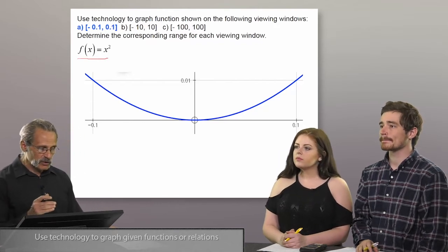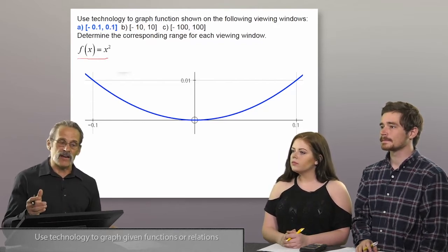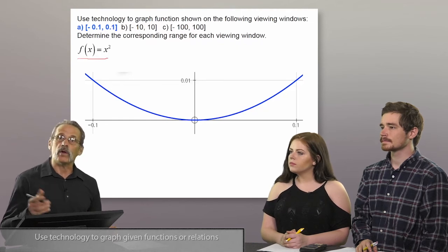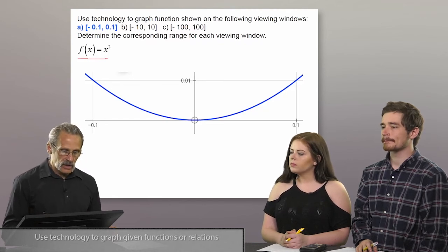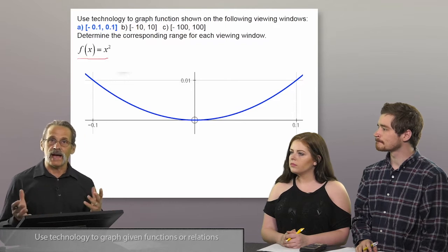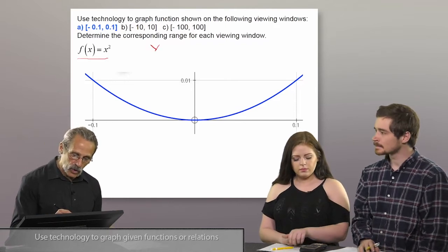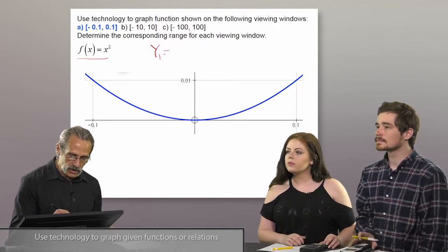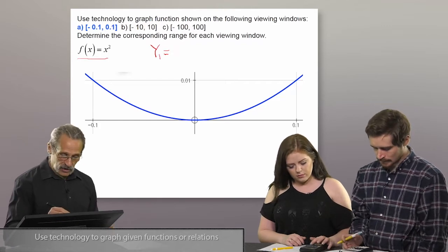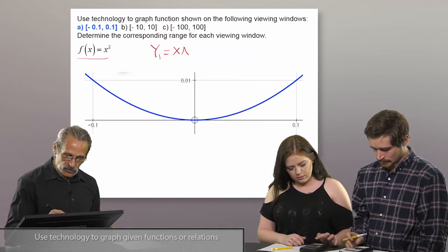In the very first domain interval we have, we're going to graph it on negative 0.1 to 0.1. So what you'll do is you'll go into your graphing calculator, and where you actually have y1, you'll enter the function x squared, x raised to the second power.